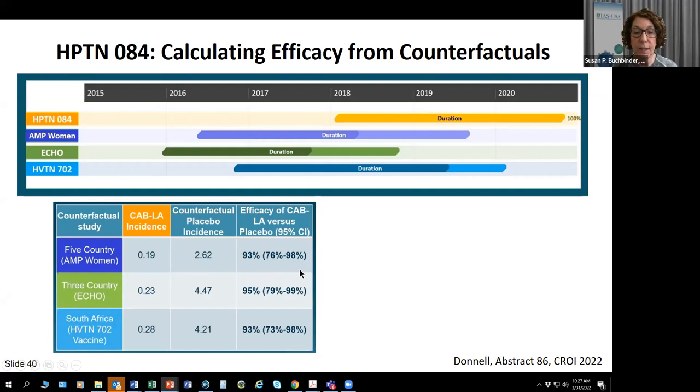And what you can see is that it was 93 to 95% efficacy and that it was pretty consistent across the 3 studies. So that would suggest that long-acting cabotegravir is 93 to 95% efficacious compared to a placebo using this counterfactual analysis. And this may be a way to do analyses in the future where you can't do placebo-controlled trials.